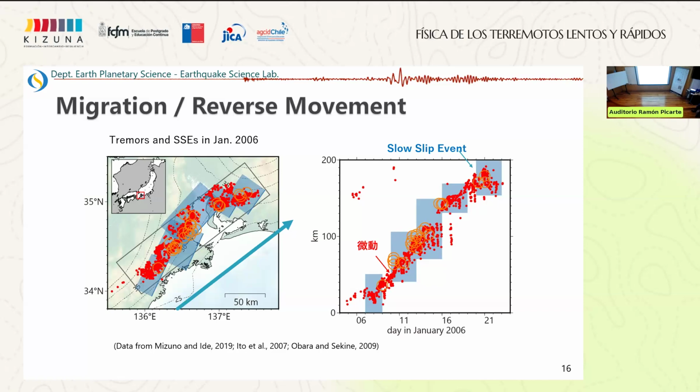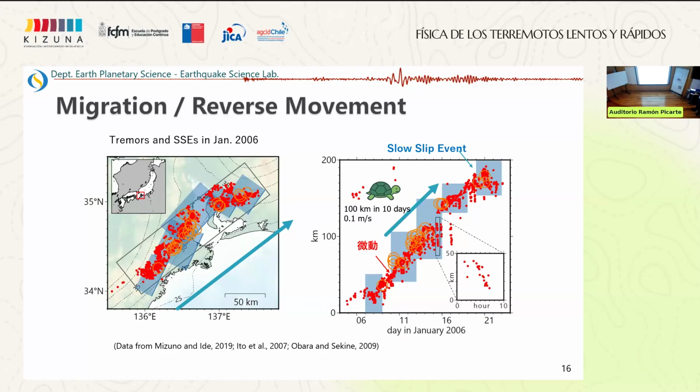This is tremor. This is about 2 weeks. Within 2 weeks, it starts around here and propagates to the east up to 200 kilometers. This is a very typical migration behavior. We can observe this kind of migration very frequently in this area. But the propagation speed is very slow. It is about 100 kilometers in 10 days. It's actually the speed of a turtle, 0.1 meter per second in standard units.